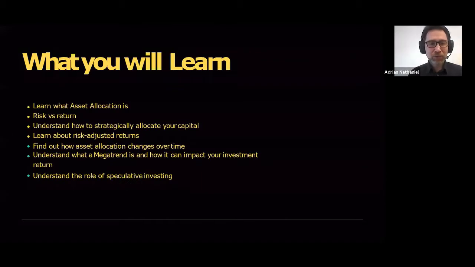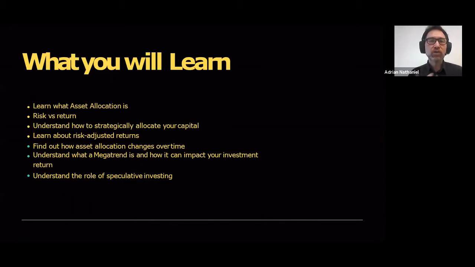So some of the things we're going to go through is to learn what assets are, what asset allocation actually is, and look at the risk versus returns on each of the assets. And then to learn how to strategically allocate your capital appropriately. And I'm going to talk to you about risk adjusted returns, and then find out how asset allocation changes over time. And then I'm going to explain what a megatrend is and how that can actually impact your investment returns. And then I'm going to explain what the role of speculative investing is in your portfolio.